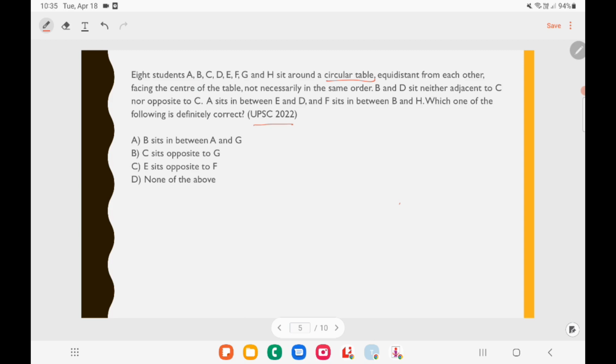8 students A, B, C, D, E, F, G and H sit around a circular table equidistant from each other, facing the center of the table.